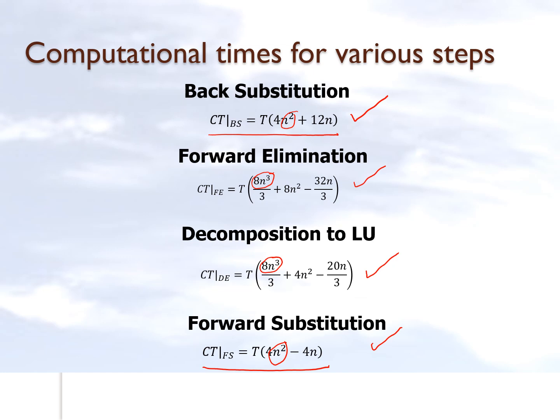Second, look at the forward elimination and decomposition to LU. We use forward elimination to decompose our matrix A into L times U. However, the time for decomposition is less than the time it takes for forward elimination. So answer this question: why is the time it takes to decompose the A matrix to L times U less than what it takes to do forward elimination? Answer those questions, and I think you'll have a better understanding of what we mean by computational times.